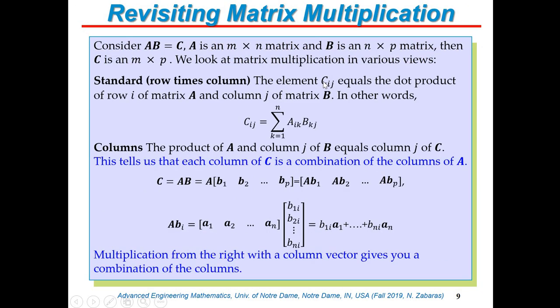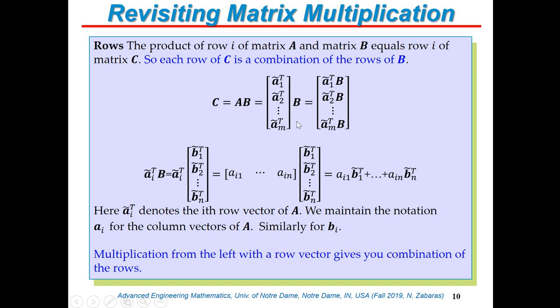Oops, let me go back. A1 transpose B, A2 transpose B, Am transpose B. So basically, immediately you can see that every row of the product AB has this form of Ai transpose B. And we can see now with the second equation that each row of this product AB is nothing else but a linear combination of the rows of the matrix B. And you can see this by taking, let's say, a typical product Ai transpose B and writing this row vector in terms of its components times the rows of B.